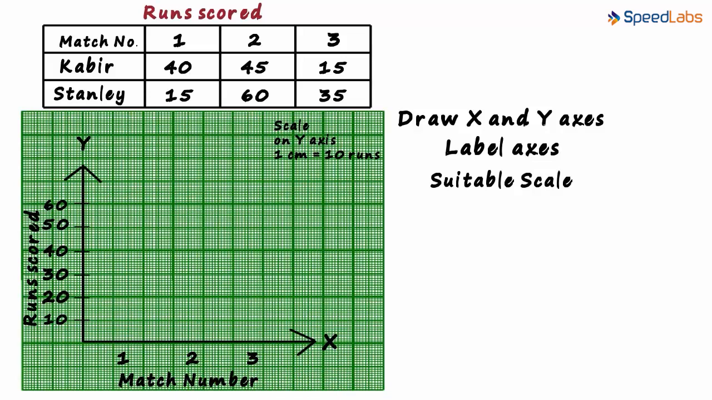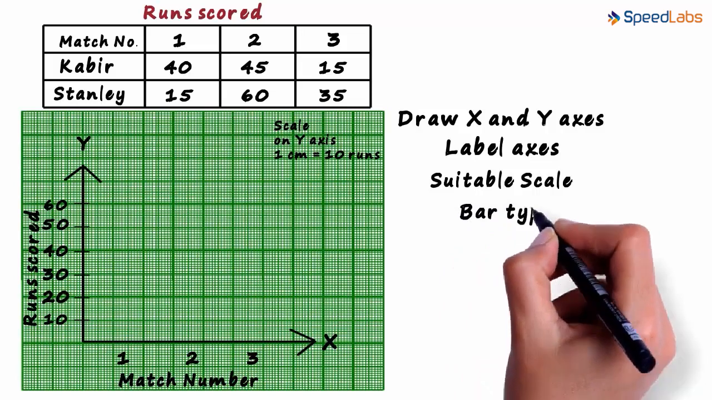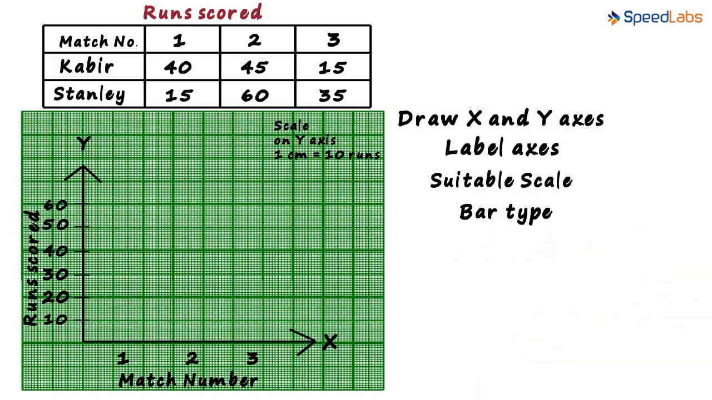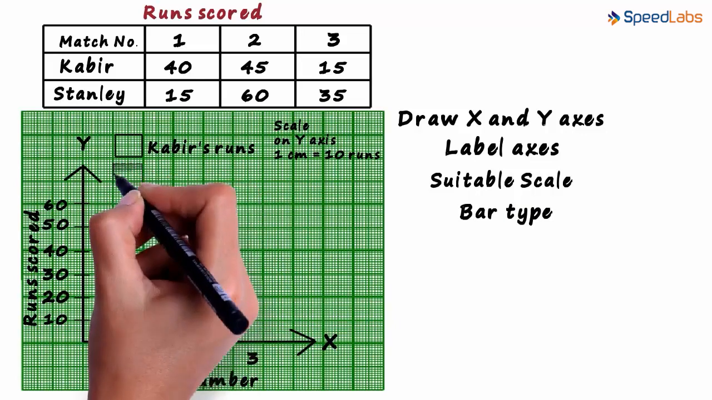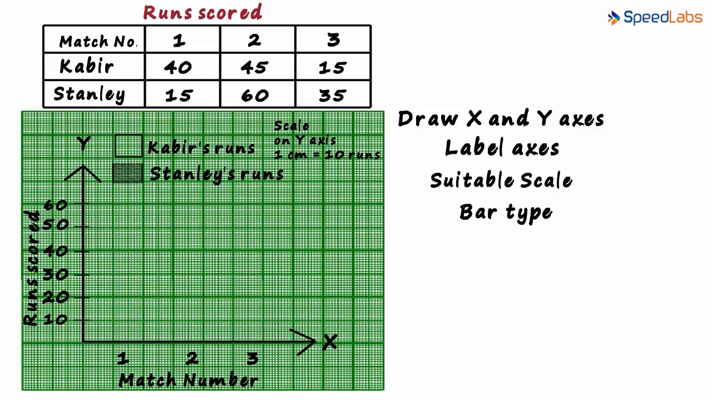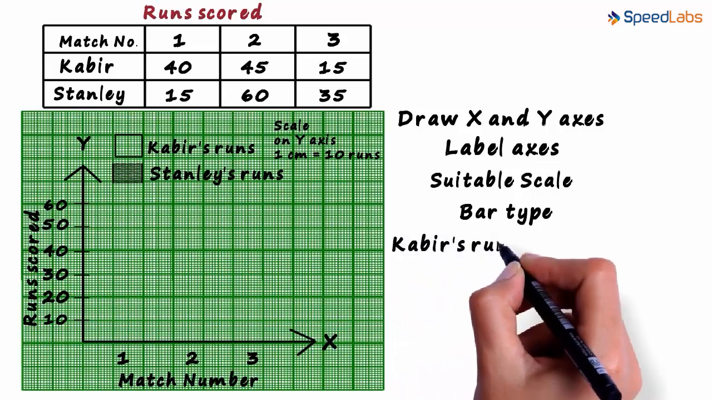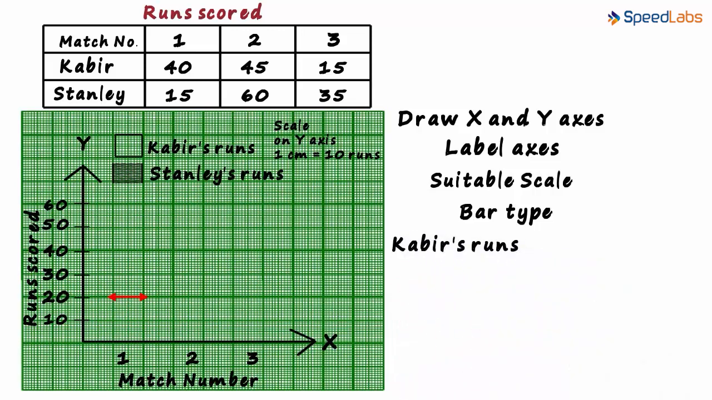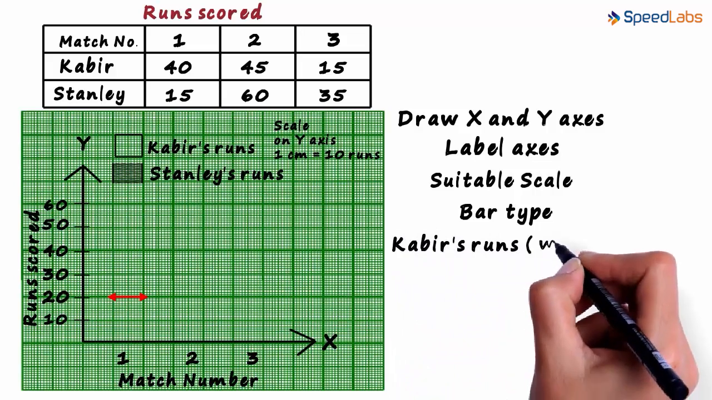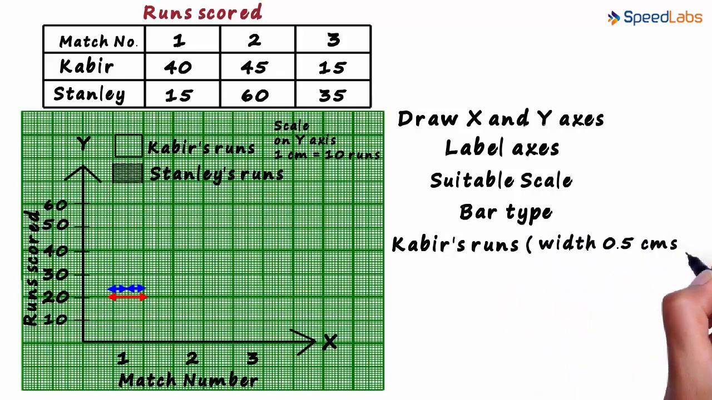Because it's a joint bar graph we are drawing, we would need to choose the bar type for Kabir and Stanley. We can use unshaded bars to represent Kabir's runs and shaded bars to represent Stanley's runs. Let us first draw bars for Kabir's runs. As we have 1 centimeter to represent the scores of both the players, we keep the width of bars at 0.5 centimeters. Kabir scored 40 runs in the first match.